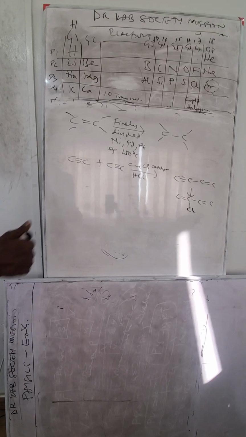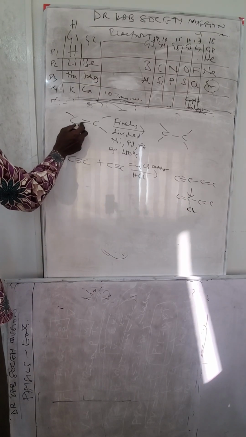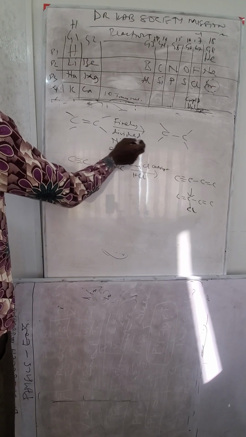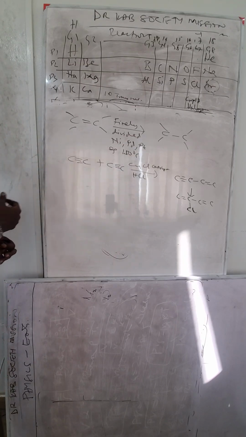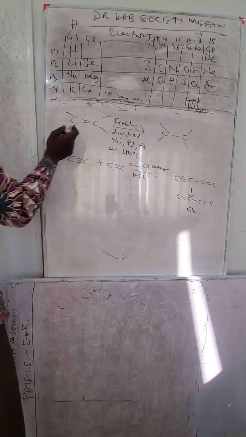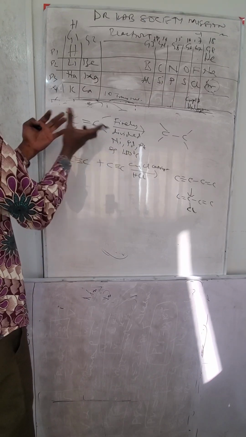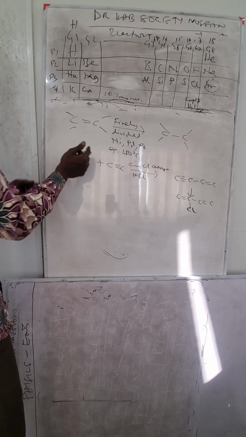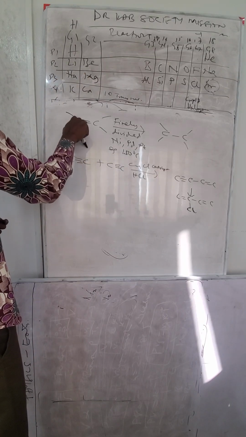So let's look at some reactions. Okay, so here we have a double bond. If you have finely divided nickel, then all these can act more or less like a catalyst. They can provide electrons in the form of free radicals to allow this reaction to break down.